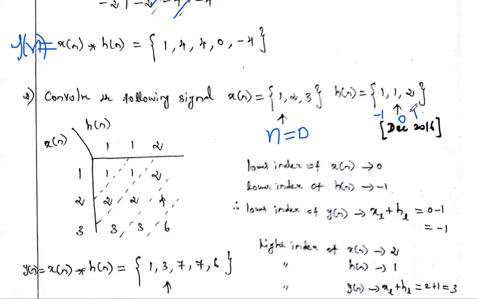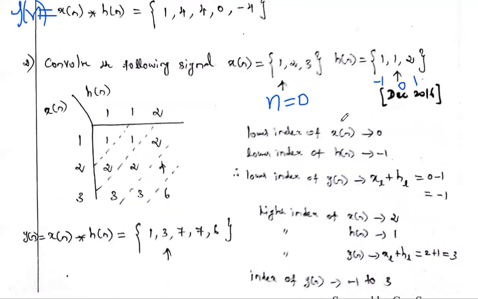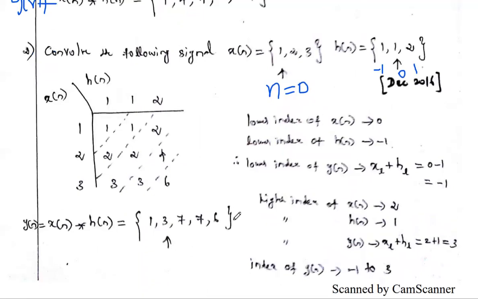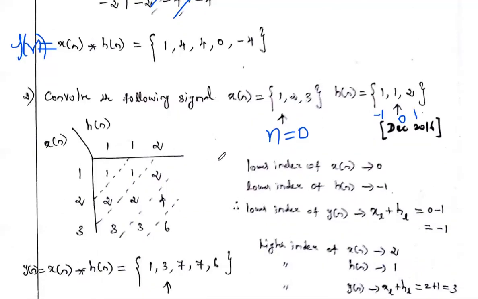So this is h of n. If the arrow is given, then in the final answer y of n, we also have to give the arrow. That is the difference in this problem. Anyway, whether the arrow is given or not, we have to do the tabulation method the same way. First, we have to make one table.